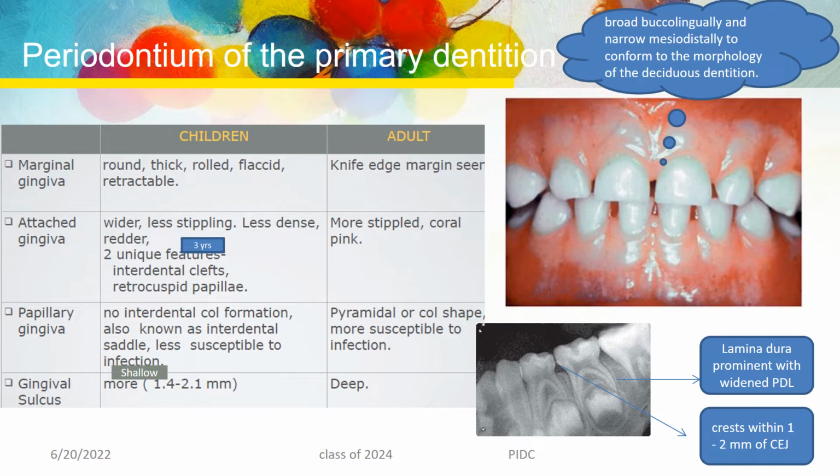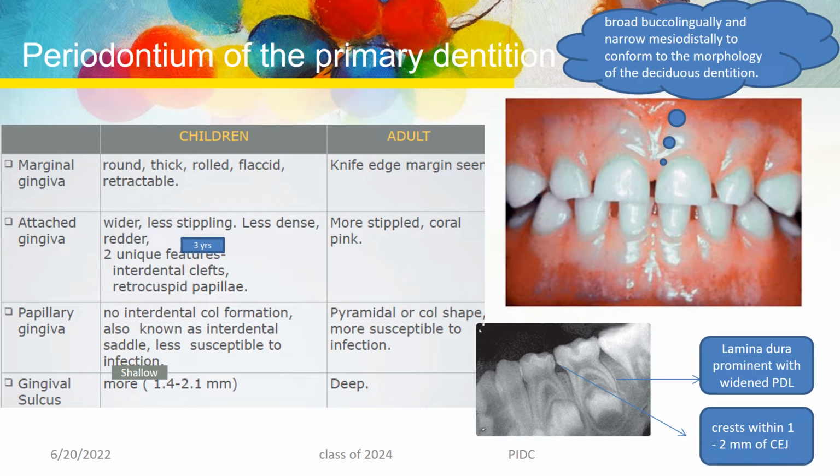Next, coming on to attached gingiva. The attached gingiva in case of children is wider than that seen in adults and it is less stippled. In other words, stippling generally starts after 3 years of age. It is less dense and redder in color. There are two unique features which are seen in the primary periodontium, known as the interdental clefts and the retrocuspid papillae. In case of adults, the attached gingiva is more stippled and more coral pink in color.